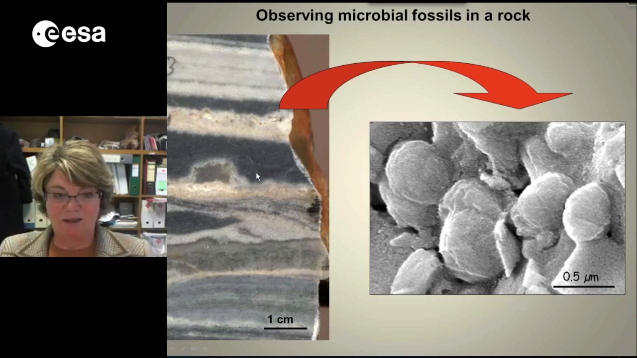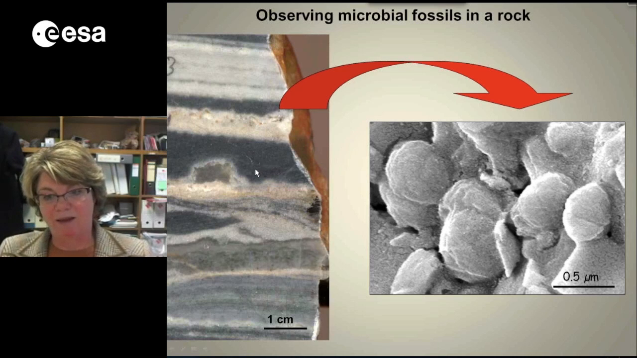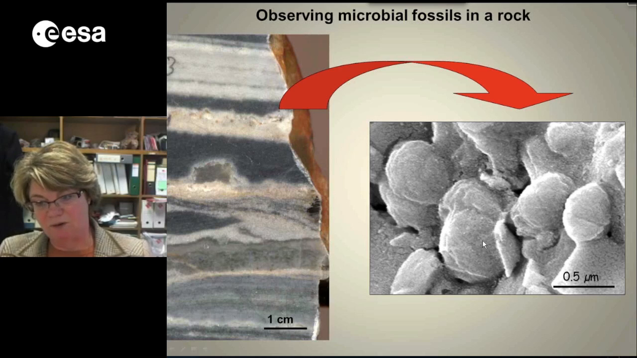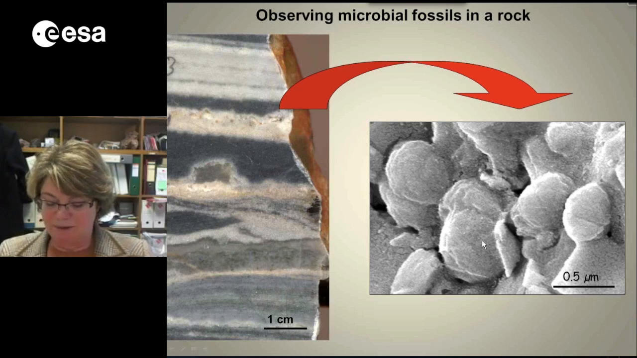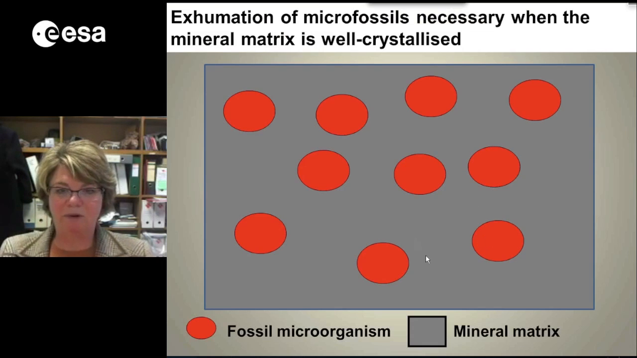Now, the big question is, how do we get from a rock like that to a beautifully exposed fossil like that? Well, it ain't easy. And I can tell you I've spent a lot of time trying to work out the best way to do this. So, another one of my sketches. Imagine this grey box is our rock, and the red ovals are our microorganisms.